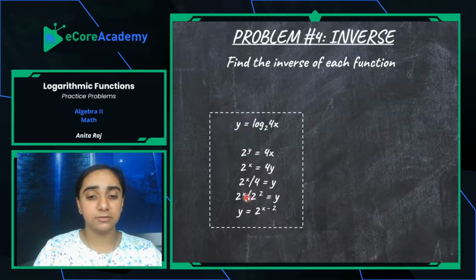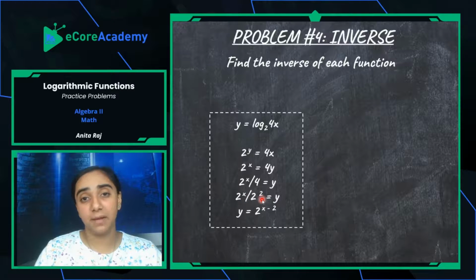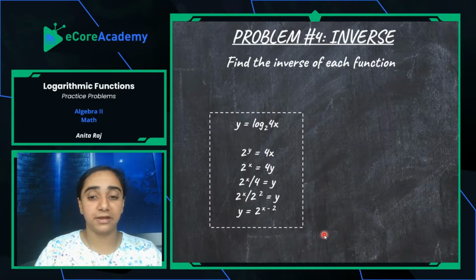Just as if we had a multiplication sign here, we could just add the exponents together. So if this was 2 to the power x times 2 squared, we can actually add the exponents and we would get 2 to the power of x plus 2. However, in this case, since we're dividing, we're doing the opposite. We can actually subtract the exponents, and that's how we get the exponential function y equals 2 to the power of x minus 2.